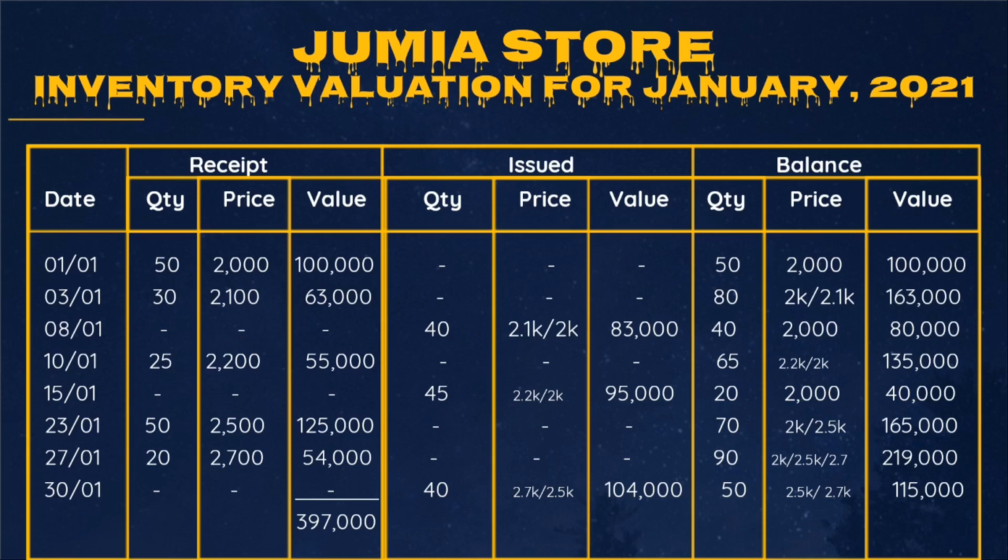So if we want to determine the total amount of items issued out for the month of January, if we close the value side of the issue, that will give us 282,000, which means the total value of items issued out is 282,000 naira. So if we go to the balance side, the balance that we have, which is 115,000 naira, that represents the closing stock. That is the closing inventory for the month of January.